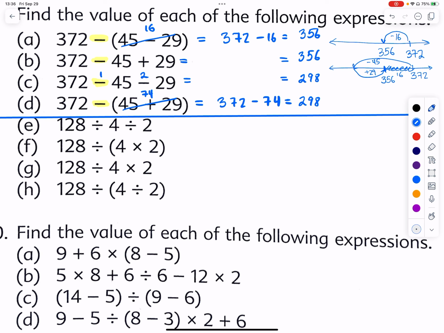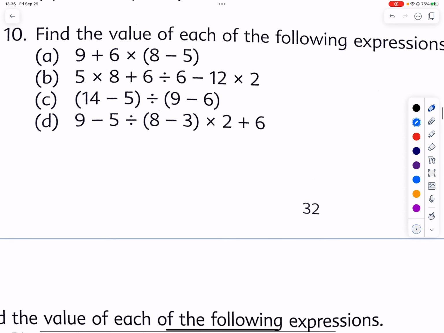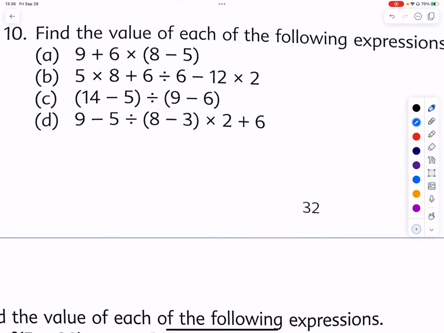start paying attention. Now, the examples E, F, G, H, I would like you to solve on your own. Because now you know that whatever happens in parentheses, we solve first. So of course, in example F, 4 times 2, easy math, is just 8. And example H, 4 divided by 2 is easy math, just 2. And everything else you can compute on your own. Now, in example 10, I would like to address only the bottom one. Let's compute D.